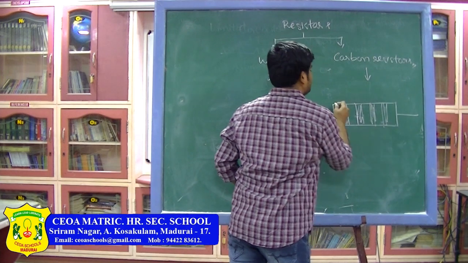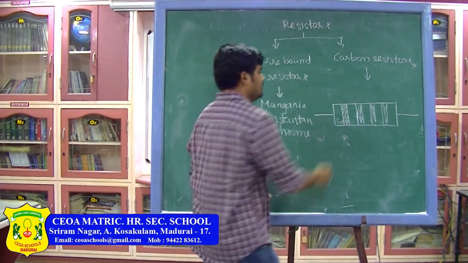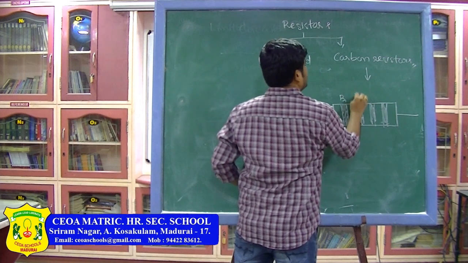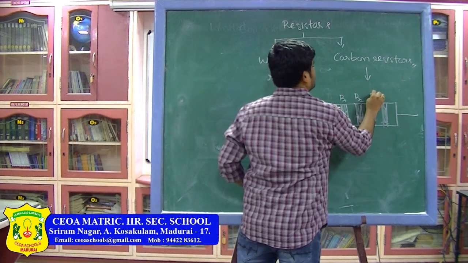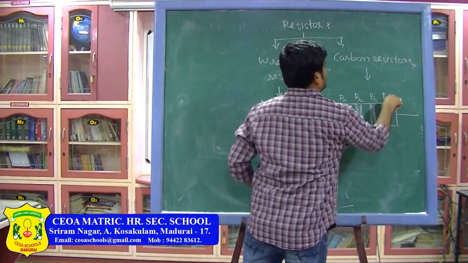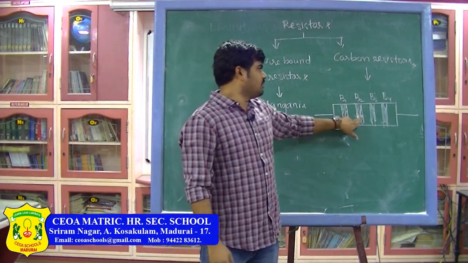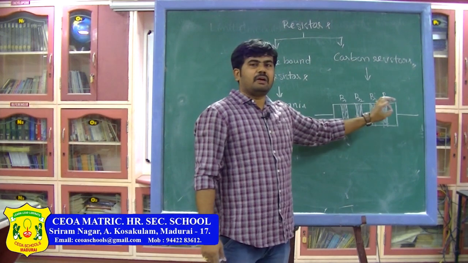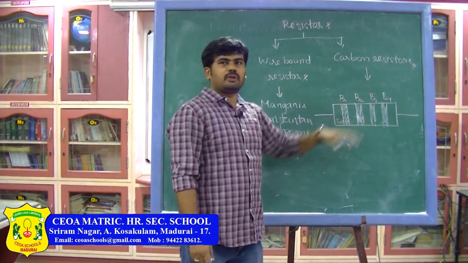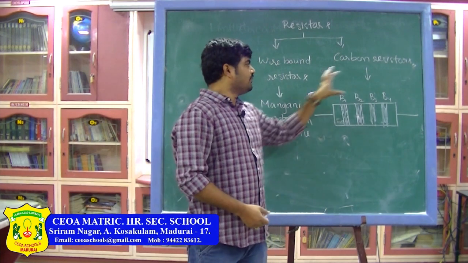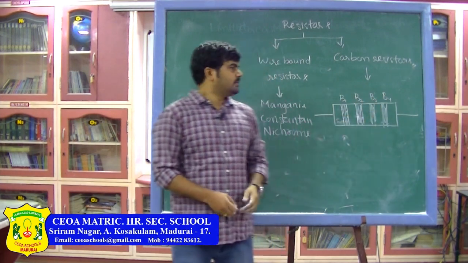So this is the shape of carbon resistor. This is band 1, band 2, band 3 and band 4, like that. The color bands will indicate the value of resistance of this particular resistor. Now let us see how to calculate the value of resistance using the color codes in detail.